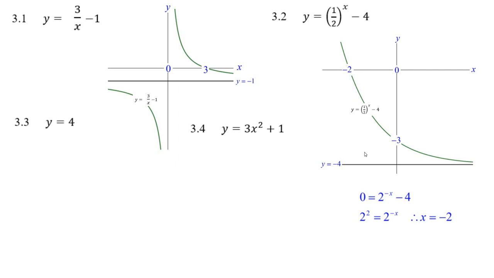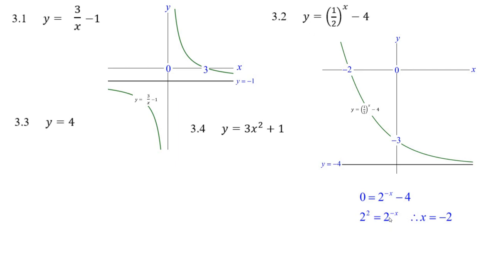Well, let's see. You let y equal 0, and a half is really 2 to the -1. So this is 2 to the -x. You add 4. 4 is 2 squared, equals 2 to the -x. That means -x equals 2, so x equals -2. That is the x-intercept when y is 0.